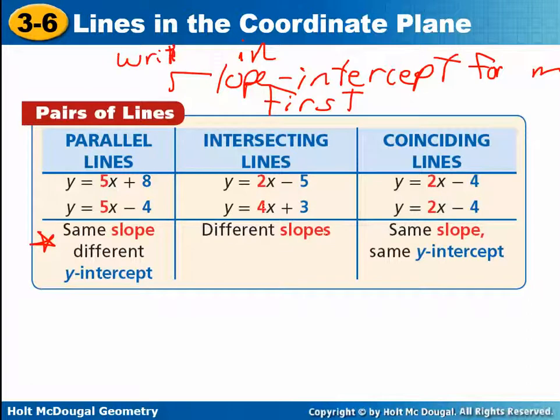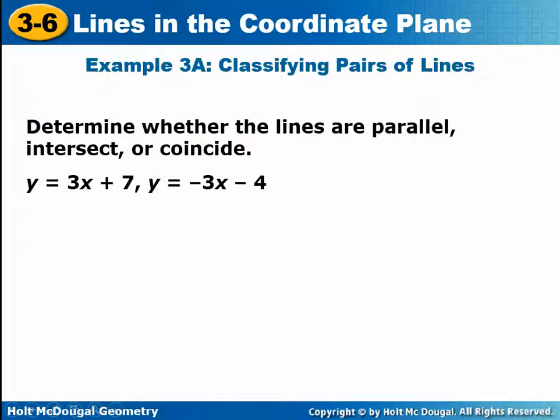Okay, so intersecting lines will have different slopes. It doesn't even matter if the y-intercepts are the same or not. It could be the same, it could be different. The key is that they have different slopes. And if they're coinciding, they have to have the same slope and the same y-intercept when written in the same form and simplified. All right, so let's look at some examples.